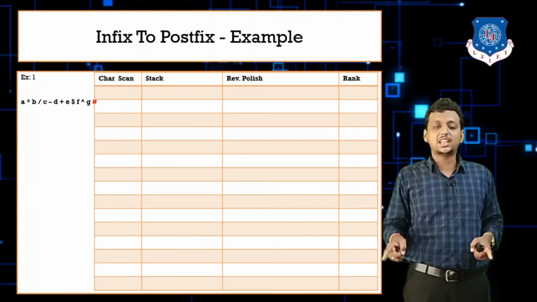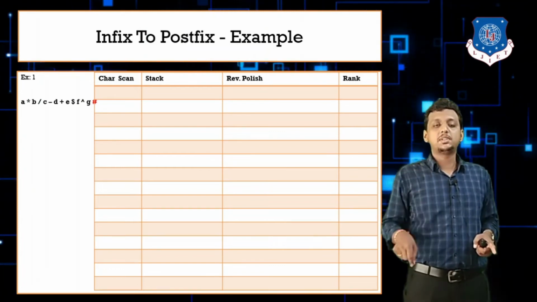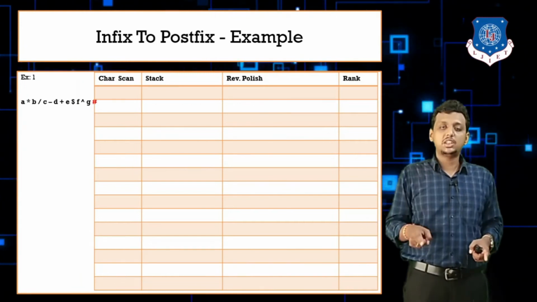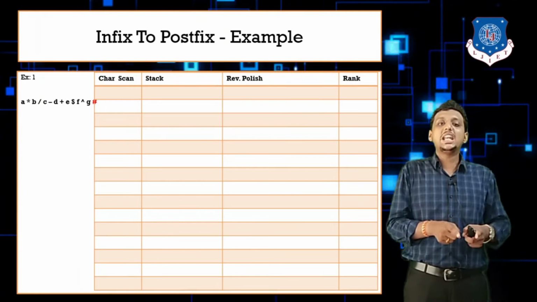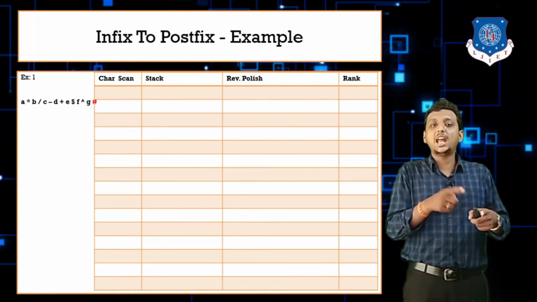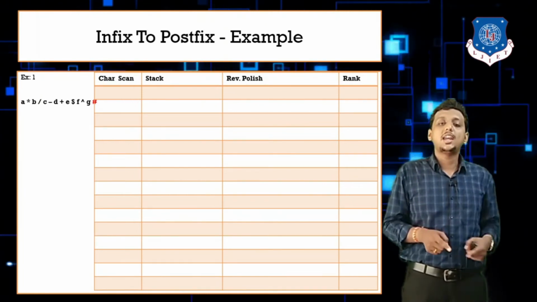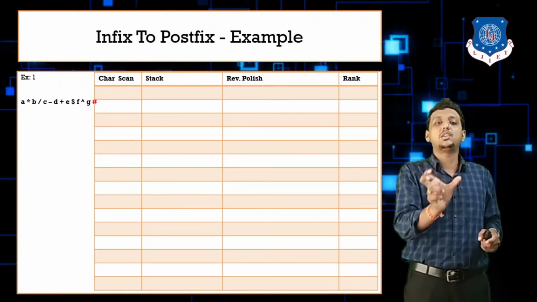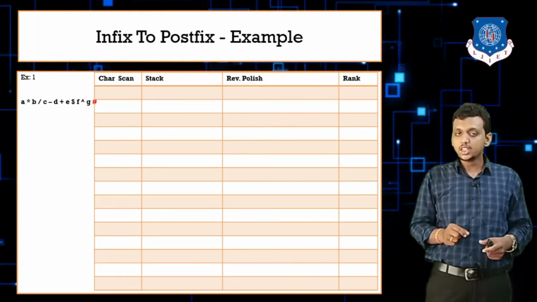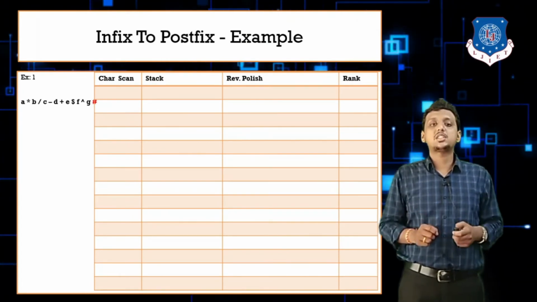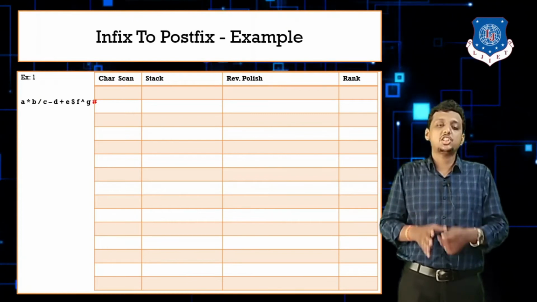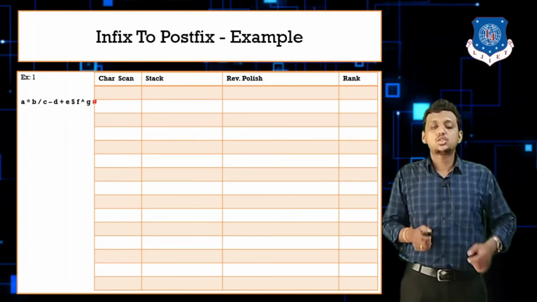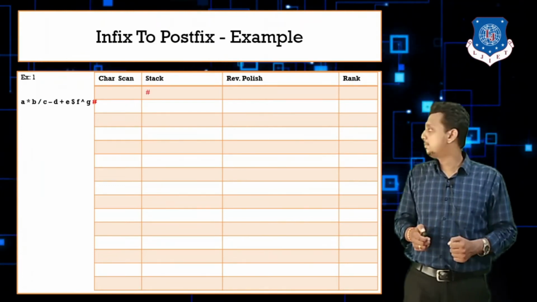So here I have the 4 different columns. Number 1 is the character scan, where I represent each and every character one by one from my infix string. Then I have the stack. Then I have the reverse polish, where I append my popped elements together, and then I have the rank, where I calculate the rank of whatever output I have in my reverse polish string. Let's begin with the first step: first push hash, or initialize the stack with hash. So I enter the hash in my stack.